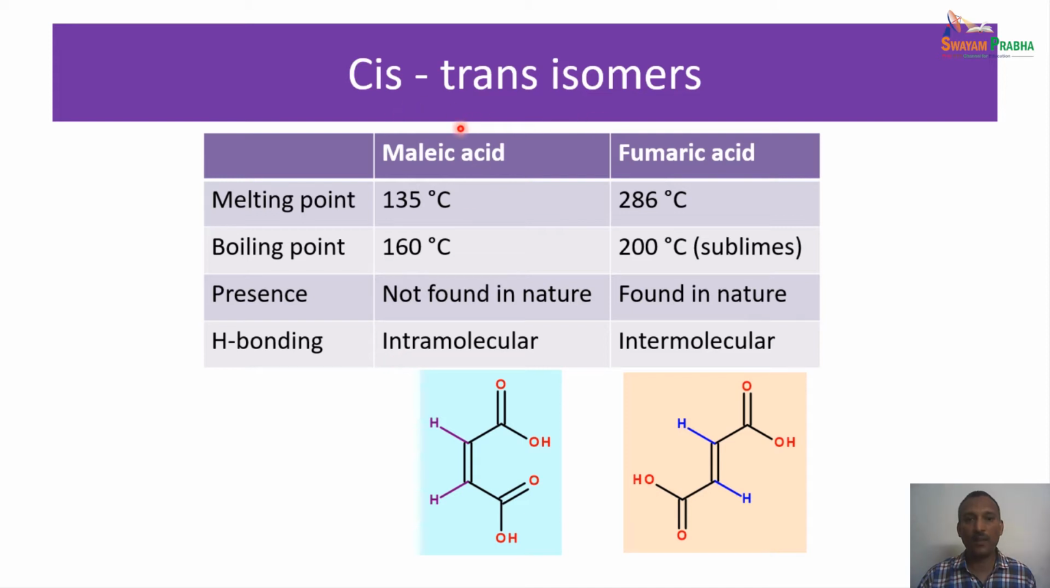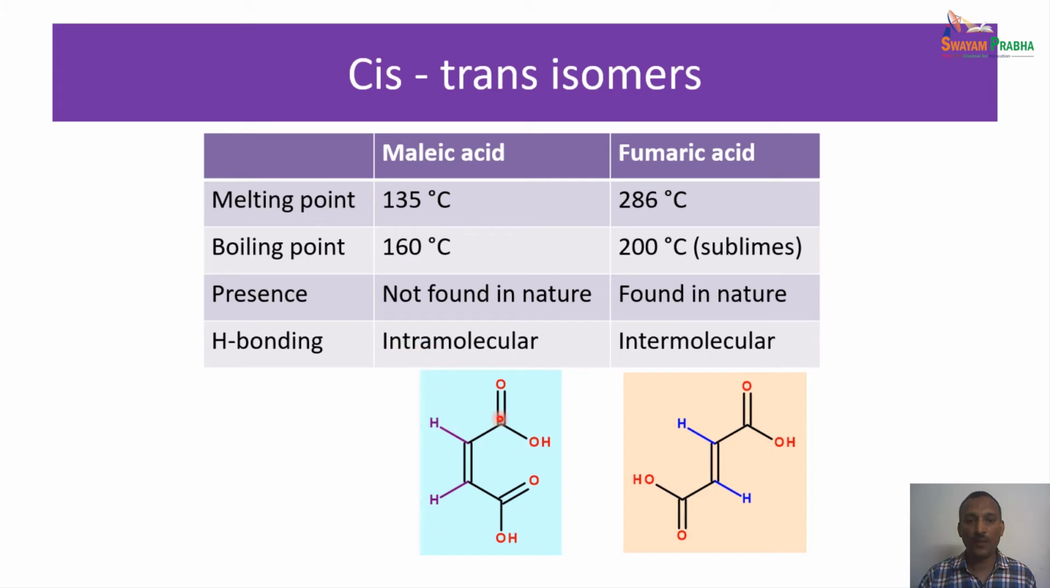Here some examples are given. We have maleic acid and fumaric acid. The cis isomer has a lower melting point and a lower boiling point, whereas the trans isomer has a higher boiling point and a higher melting point. The cis isomer is not found in nature, whereas the trans isomer is found in nature.